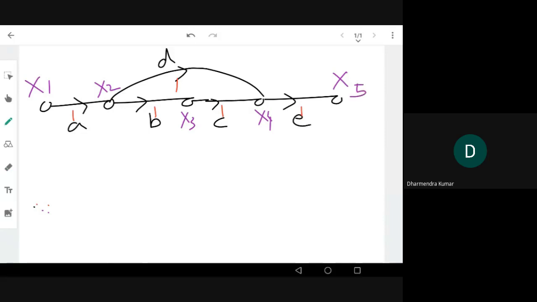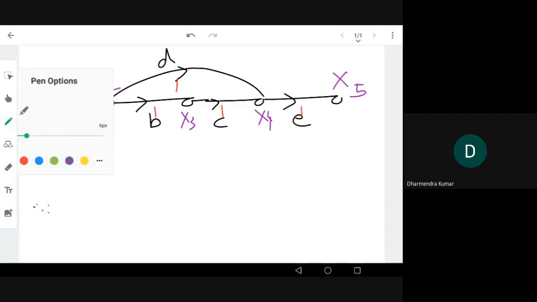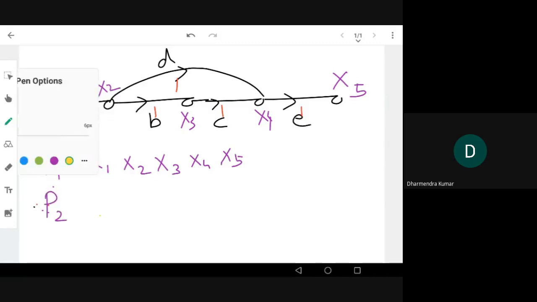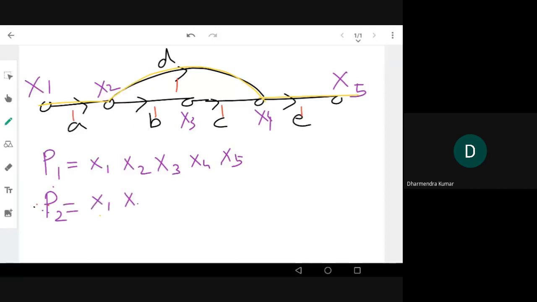Okay, so what are the different paths right now? There are two paths, right? The first path I call P1. What is the P1 path? P1 path is through x1, x2, x3, x4, x5. And what about P2? The second possibility is like this: x1 to x2, then you have the gain D, and x4, x5. So the second path is P2, equal to x1, x2, x4, and x5.